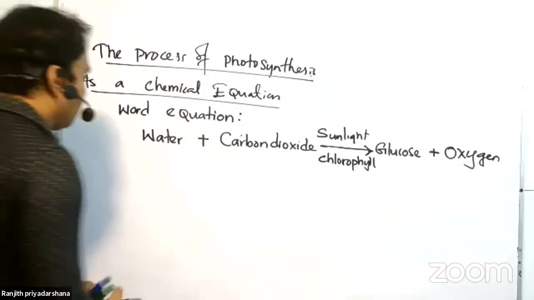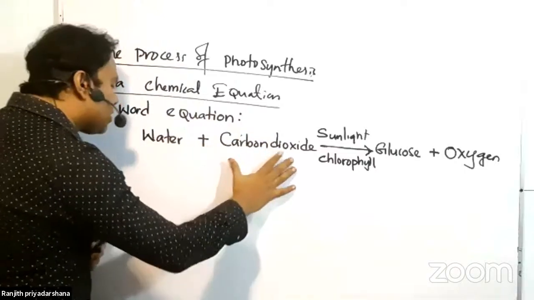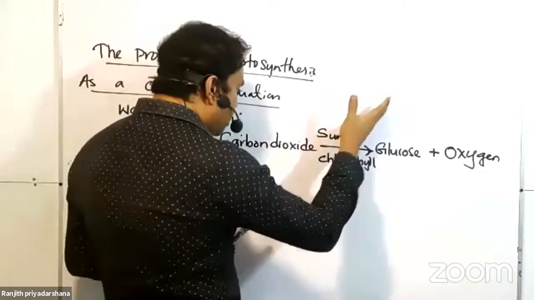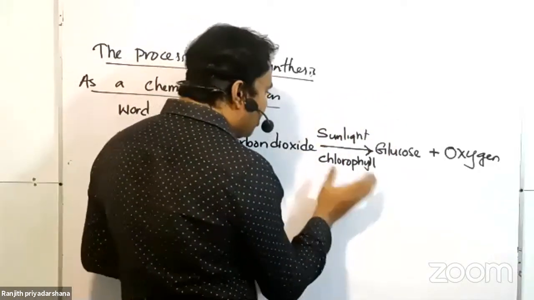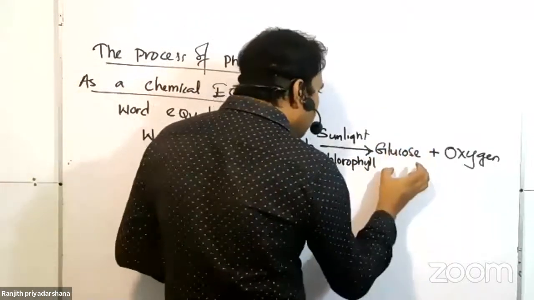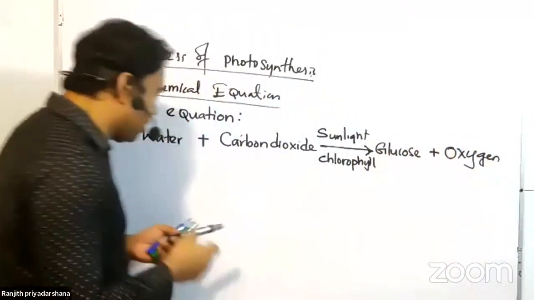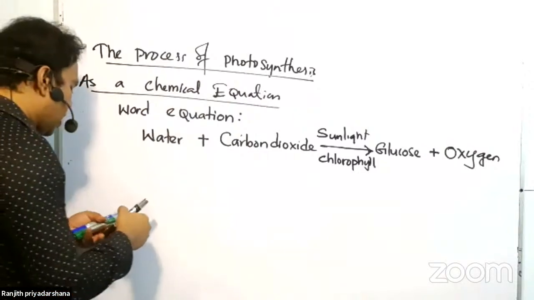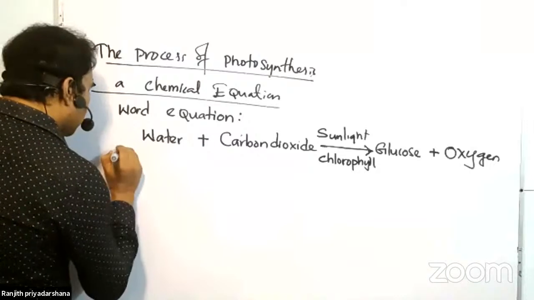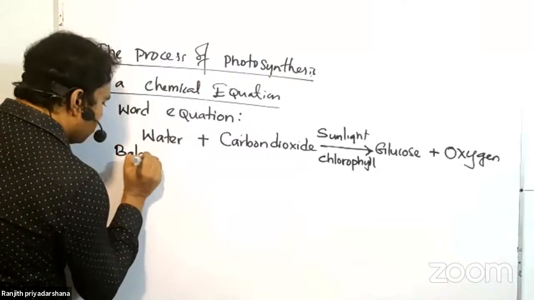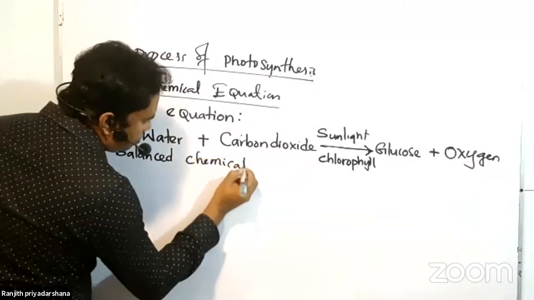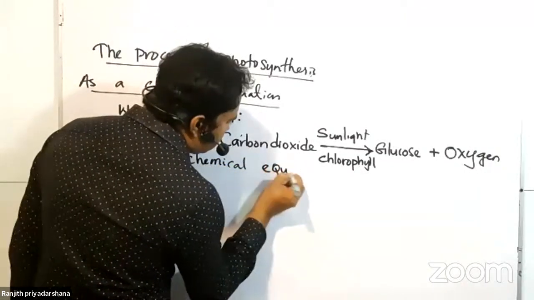Okay, now let's see. Water and carbon dioxide are the reactants or raw materials. Sunlight is the energy source. Chlorophyll is the pigment used to absorb the energy of sunlight. Glucose is the main product. Oxygen is the byproduct. Okay, next you have to write the balanced chemical equation.